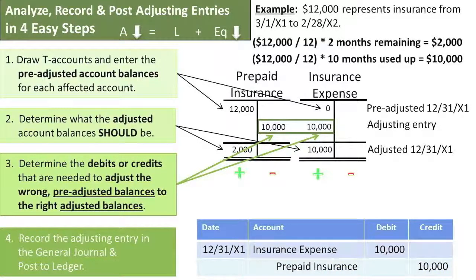Let's stop there for part 1. We'll have you take a quiz so you can make sure that you've learned the adjusting entries in this part. Then we'll move on to part 2 to wrap this up.